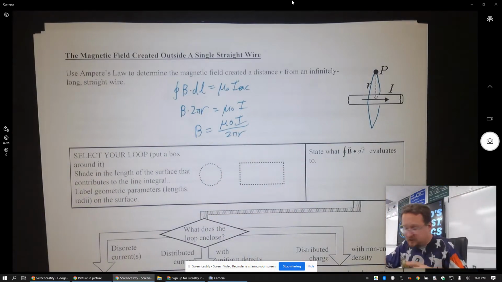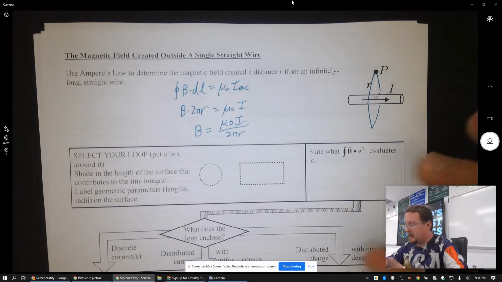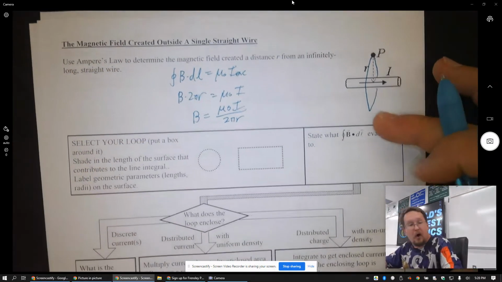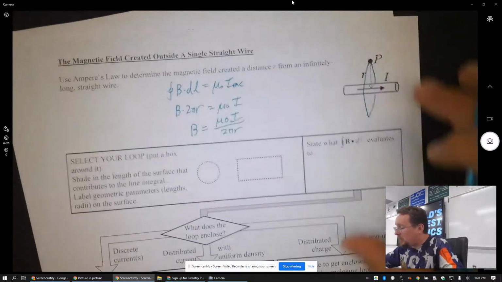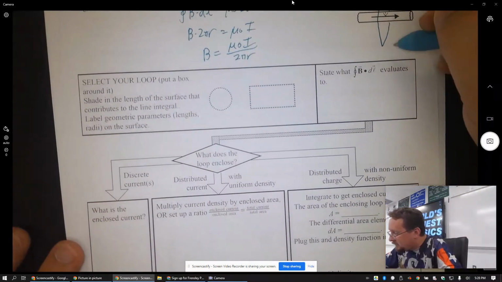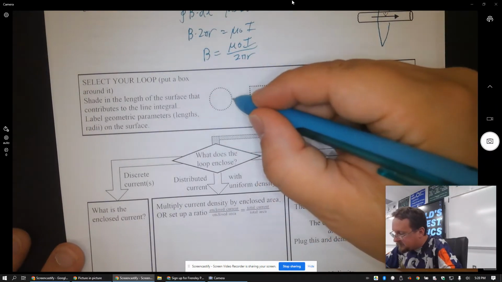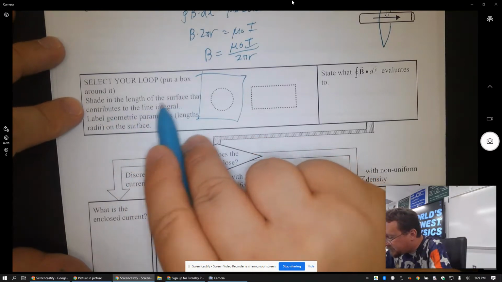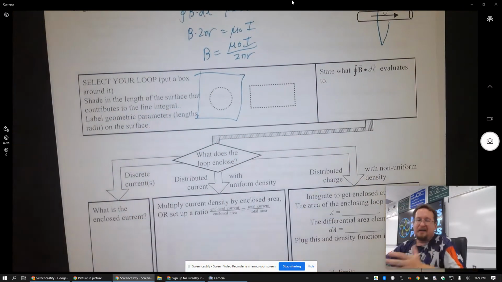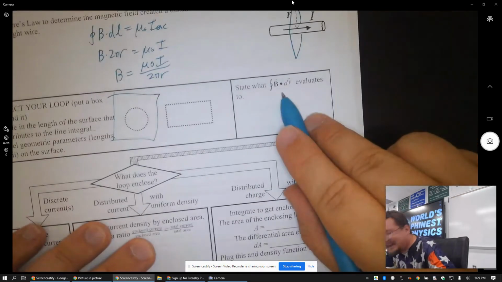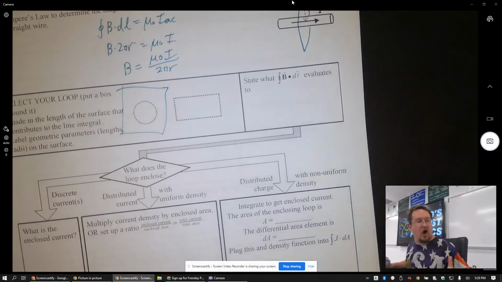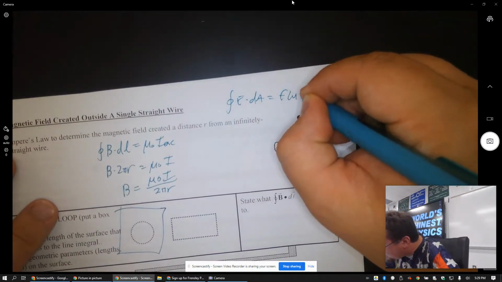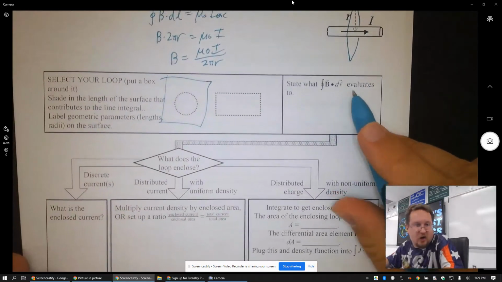But again, your students are just learning this the first time. And really, after the tiniest amount of training, they can do this for this special case. But I want them to see how the flow chart works. So the first thing we're going to do is select a loop. It's going to be this loop right here. Shade in the length of the surface that contributes to the line integral. I don't know what it's called. With Gauss's law, integral E dot dA is called flux, but I don't know what this is called, so I just call it line integral.